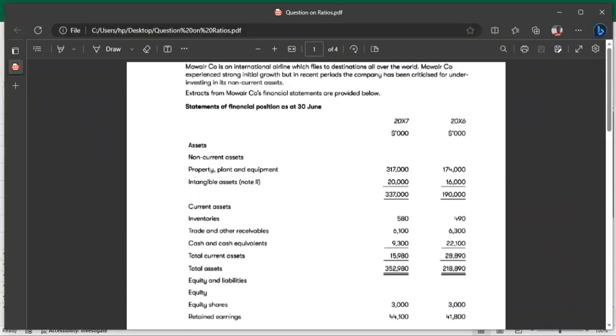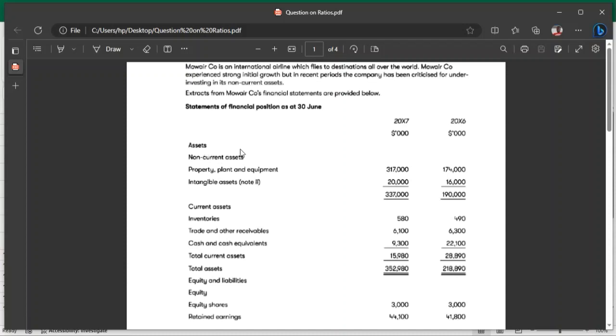So I have my question here, and this is the question. We have Mowe Company, an international airline which flies to destinations all over the world. It experienced a strong initial growth, but in recent periods the company has been criticized for underinvesting in its non-current assets. We have extracts of the financial statements of the company as at June 30th, 2017 and 2016. So the current year is 2017 and the comparative year, or the previous year, is 2016.